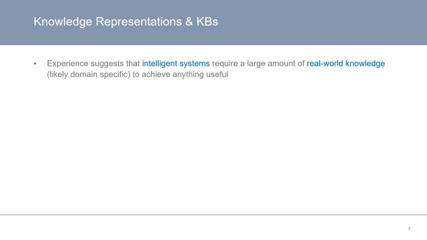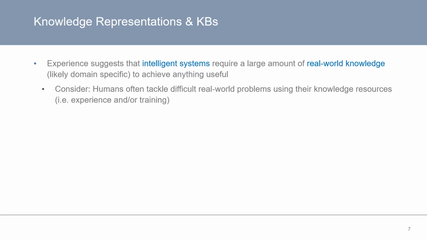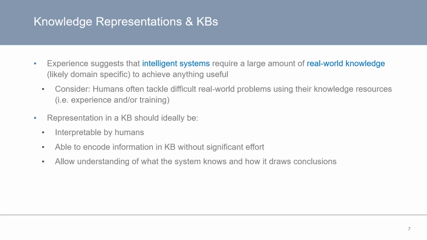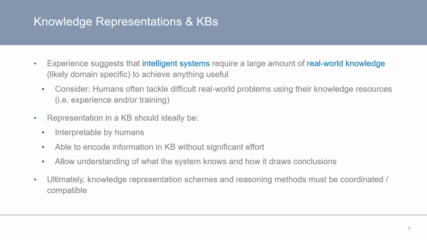Experience suggests that intelligent systems require large amounts of domain-specific, real-world knowledge to achieve anything useful. Consider that humans often tackle difficult real-world problems using their knowledge resources, for example, experience or training. A representation in a knowledge base should ideally be interpretable for humans, allowing the encoding of information in the knowledge base without significant effort, and allow understanding of what the system knows and how it draws conclusions. Ultimately, knowledge representation schemes and reasoning methods must be coordinated and compatible within a knowledge base.